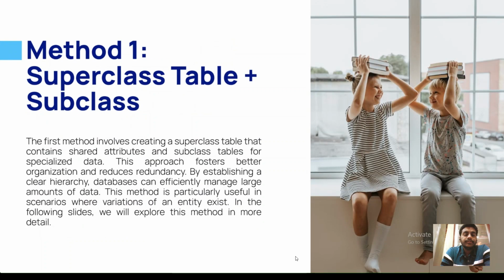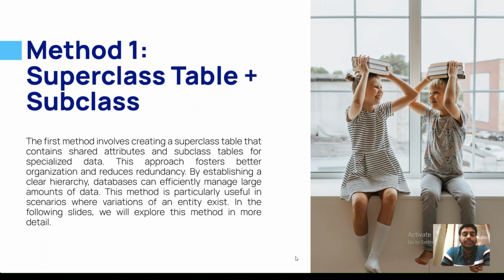Next, generalization. Generalization is when two or more entities share common attributes and we create a higher level entity. Method 1. Superclass table plus subclass table. A table for the higher level entity, the superclass, is created. Separate tables are created for each subclass that include the primary key of the superclass, and additional attributes specific to the subclass.